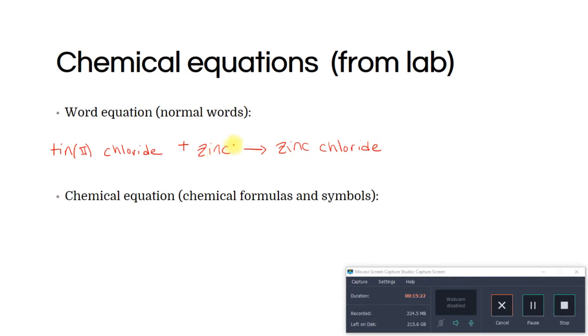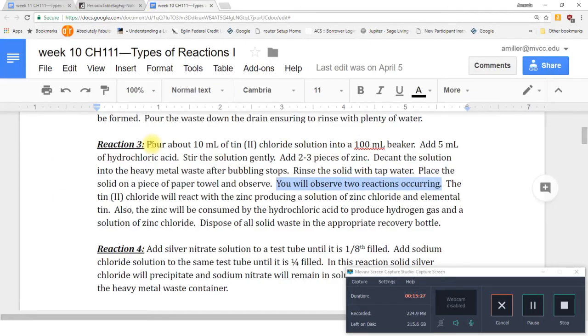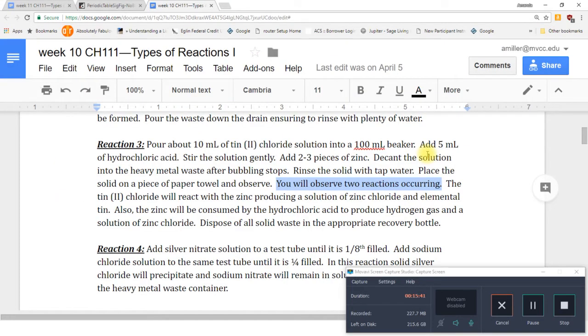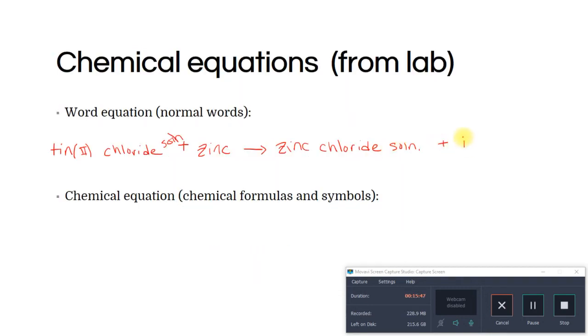Okay, so it said zinc chloride solution, to be specific. It said a solution of zinc chloride. And it also says the tin 2 chloride is a solution earlier on, right up here. So I'm going to put solution there also. Those are important clues to help us write the reactions. And so the zinc, producing a solution of zinc chloride and elemental tin. So tin. That was an invisible T. There we go. Tin. So this is plus tin. So we have the bare outline for this reaction just by writing the words down.